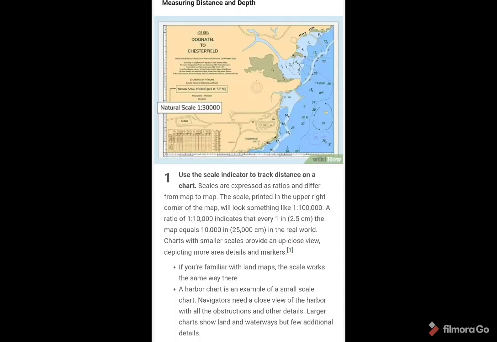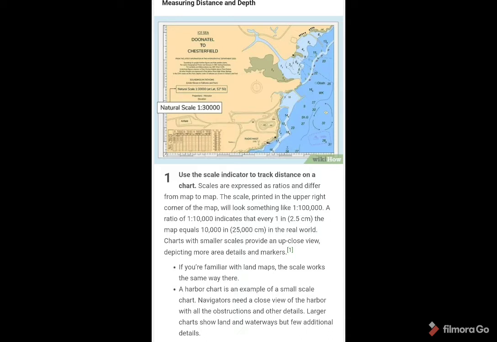The first is measuring distance and depth. Use the scale indicator to track distance on a chart. Scales are expressed as ratios and differ from map to map. The scale printed in the upper right corner of the map will look something like 1:100,000.